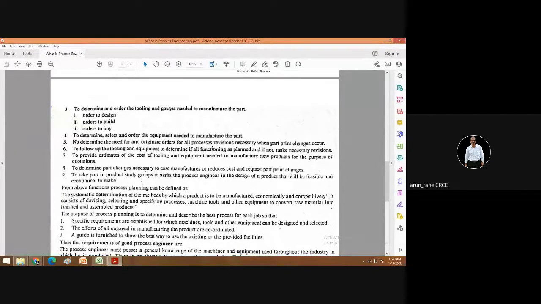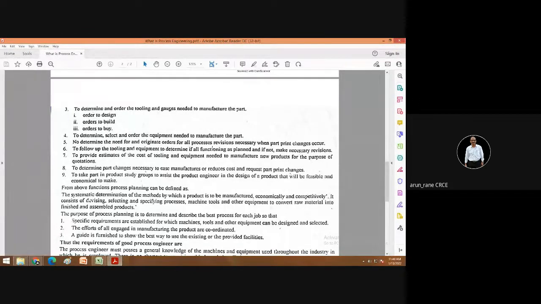Or suppose the product engineer makes the changes. Currently the component material is stainless steel, and stainless steel is very expensive. So then the product engineer will change it to MS. Plus he will say it should not corrode, so I must add a process, electroplating, nickel plating or chrome plating. Then immediately the process engineer has to change his process plan.